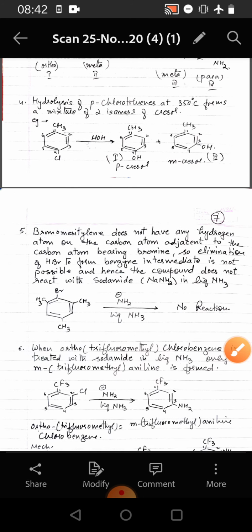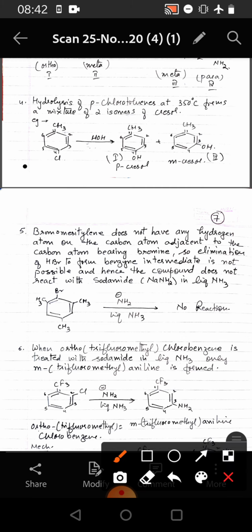Next we come to hydrolysis of parachlorotoluene at 350 degrees centigrade, which forms a mixture of two isomers of cresol. So we see that parachlorotoluene reacts with HOH, that is it undergoes hydrolysis at 350 degrees centigrade. Then we see that paracresol is formed and metacresol is formed. This is again due to the formation of the two types of benzyne, whether the triple bond is between 2 and 3 or whether the triple bond is between 3 and 4.